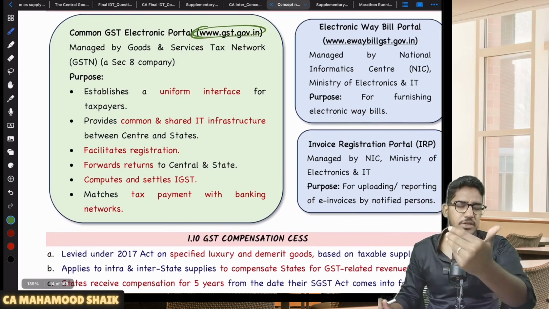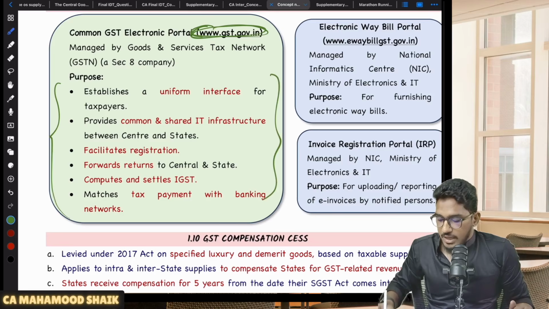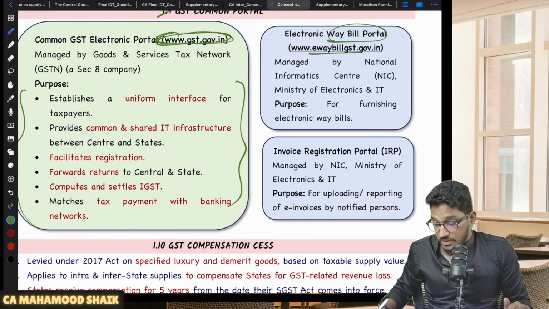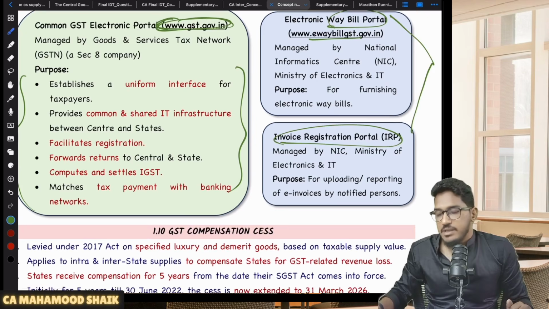This website we are going to come across in our subsequent chapters also. So we have one common website through which we can handle all our GST compliances. Then for e-way bills, we have a separate portal called www.ewaybill.gst.gov.in. And for e-invoices, we have a separate portal. This we will anyhow discuss separately in our subsequent chapters.